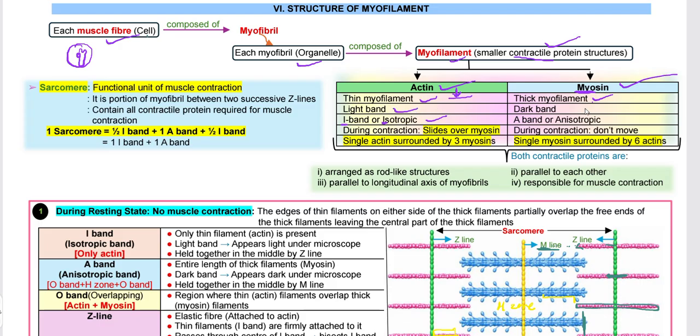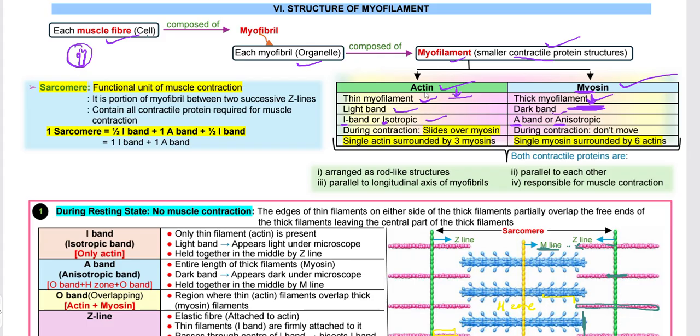Now myosin is a motu myofilament. Since it is thick, will light be able to pass, yes or no? No, it won't be able to pass. So which kind of band is it? An anisotropic band, which is also called A band. The A of anisotropic has come, A band. Since light cannot pass, it is also called dark band. All the three names are compulsory for you to remember.